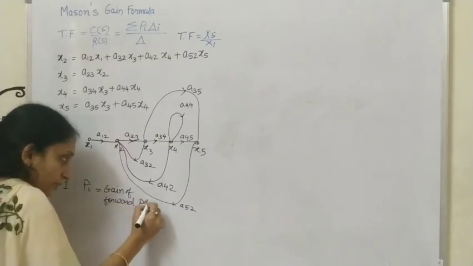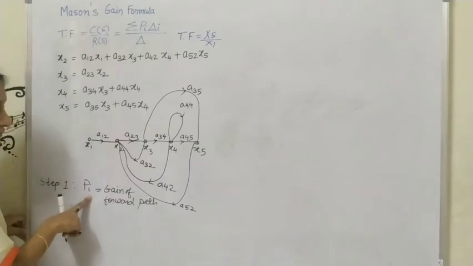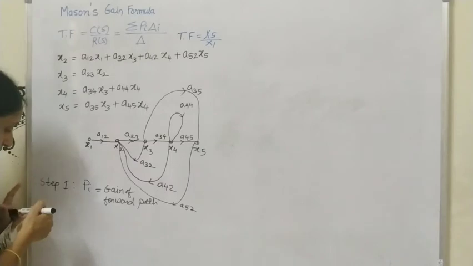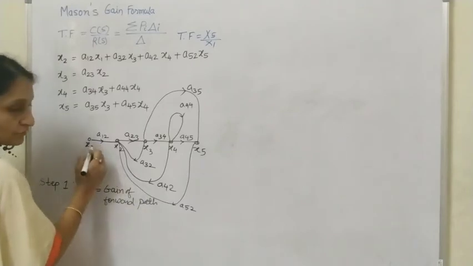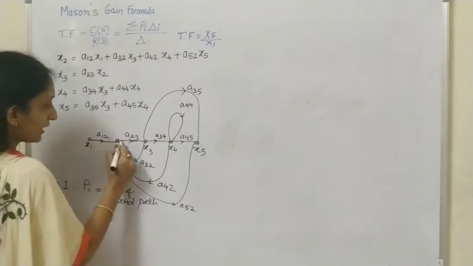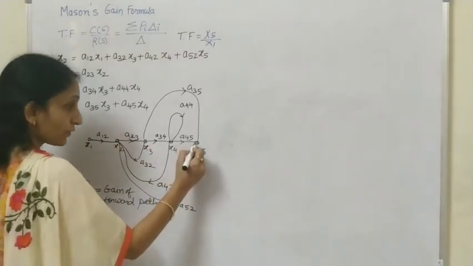Gain of forward path. I indicate the number of forward paths. I told you what a forward path is: a signal starting from the input and ending at the output is called a forward path. So in this SFG, how many forward paths are there? We will start with x1. Look at this, x1, x2, x3, x4, x5. So this is the first forward path.